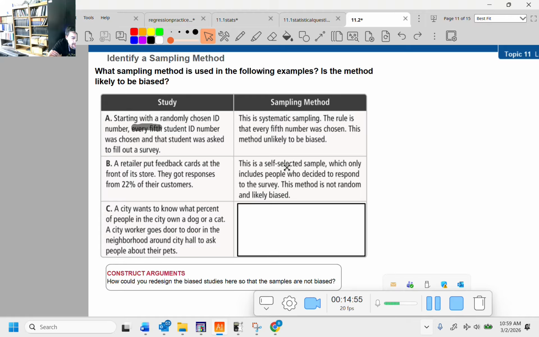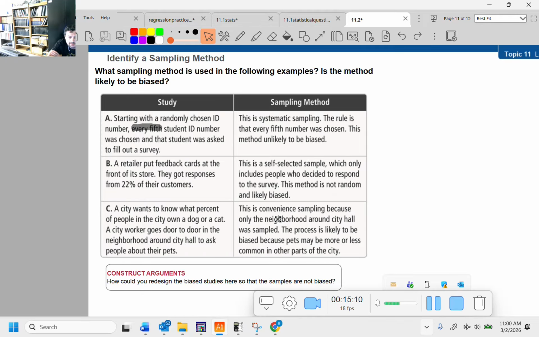A city wants to know what percent of people in the city own a dog or a cat. A city worker goes door to door in the neighborhood around City Hall. So they're being lazy. That's called convenient. There's going to be a convenience problem. It's convenient sampling.